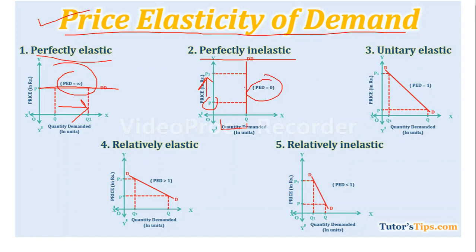Then the third one is unitary elastic demand. Here the change in price and the change in quantity are both equal. In this case price elasticity of demand is equal to 1. Then relatively elastic demand. Here the change in quantity is more than the change in price. In this case price elasticity of demand is greater than 1. Then relatively inelastic demand. Here the change in quantity demanded is less than the change in price. In this case, price elasticity of demand is less than 1. So these are the 5 types of price elasticity of demand.